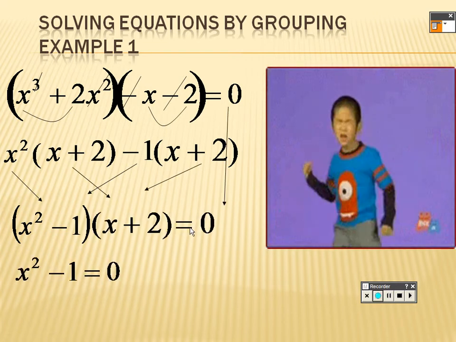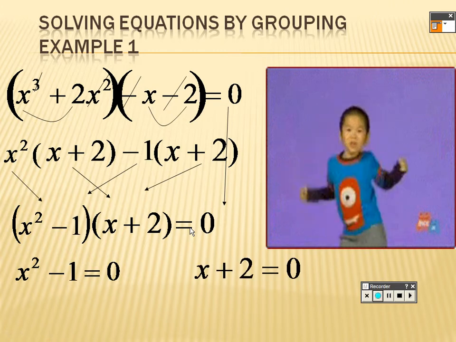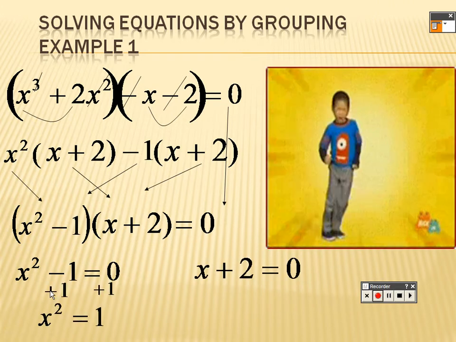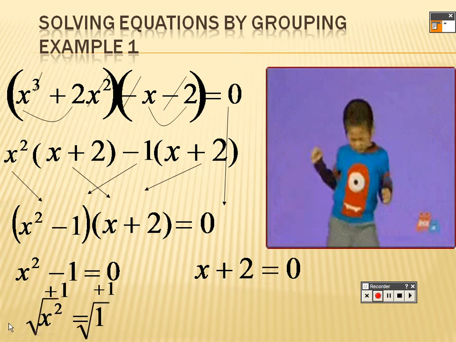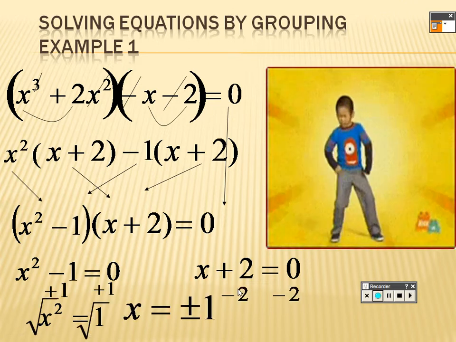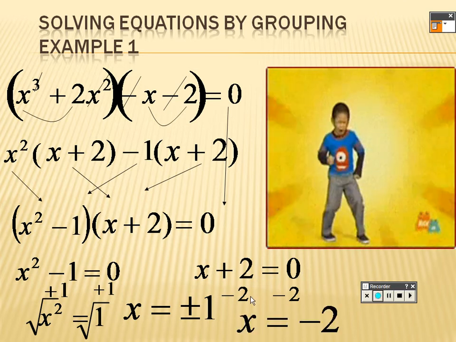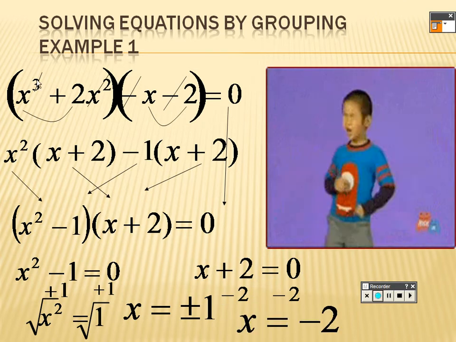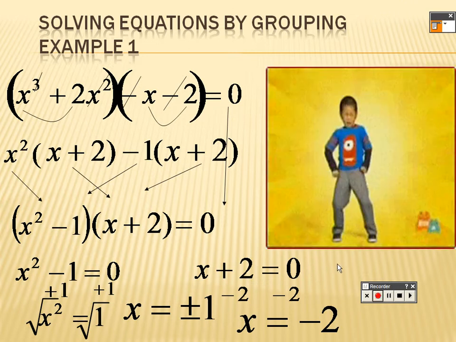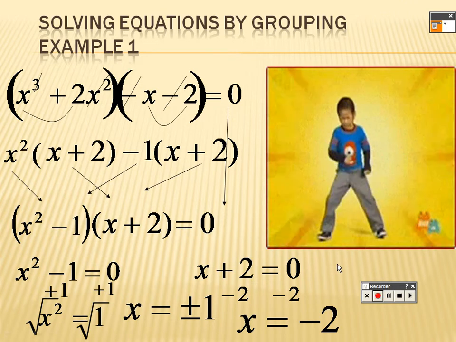So when I go to solve, I set the front equal to 0 and the back equal to 0. So to solve this, I'd add 1 to both sides. So I get x squared equals 1. I square root both sides, and I get plus or minus 1. Over here, I'd minus 2 to both sides, and I get negative 2. So remember, this was a cubed, so it's 1, 2, 3 answers. So those are my 3 answers. So you can also solve equations by factoring by grouping.